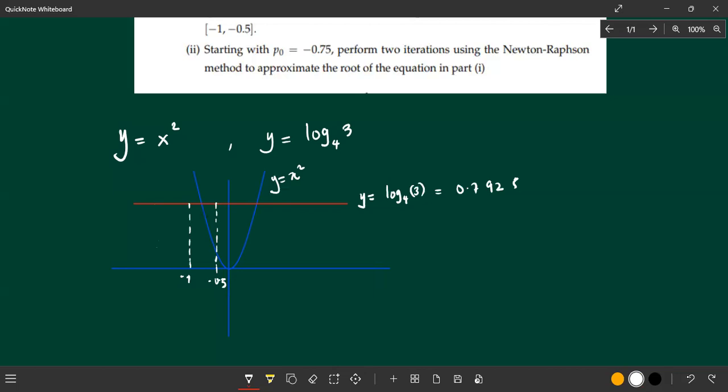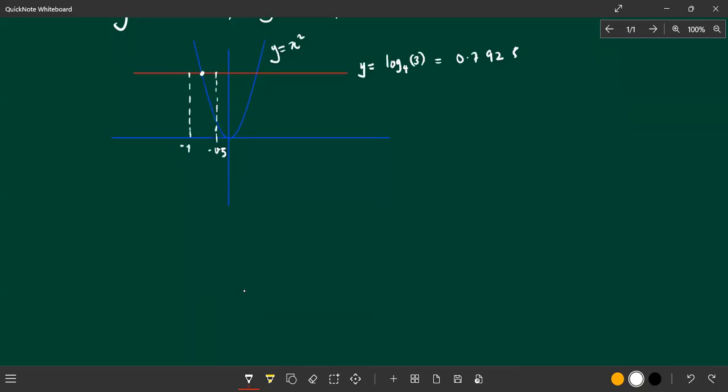Okay, so indeed the root is actually the point where these two functions meet. So you notice that these two functions meet at that point, right? So we need to check if indeed there's a root there. If you have to combine these two equations into one equation, y equals x squared and y equals log base 4 of 3, let me equate them to each other. So I have x squared equals log base 4 of 3.